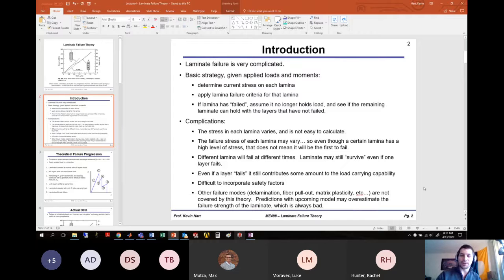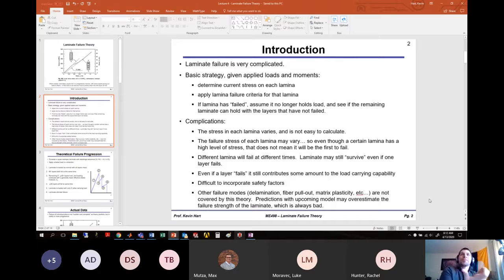All right, then other fail modes are not even accounted for. So we know if we load these laminates, there might be other sorts of damage mechanisms that occur, like delaminations between layers. You could have fiber pullout, right? So individual strands being pulled out from each other. The matrix could be showing plasticity, and we're just completely discounting that. So there's a lot of these other things that are generally going on when we load a laminate that this failure theory just doesn't even talk about. It's like, we don't care about that.